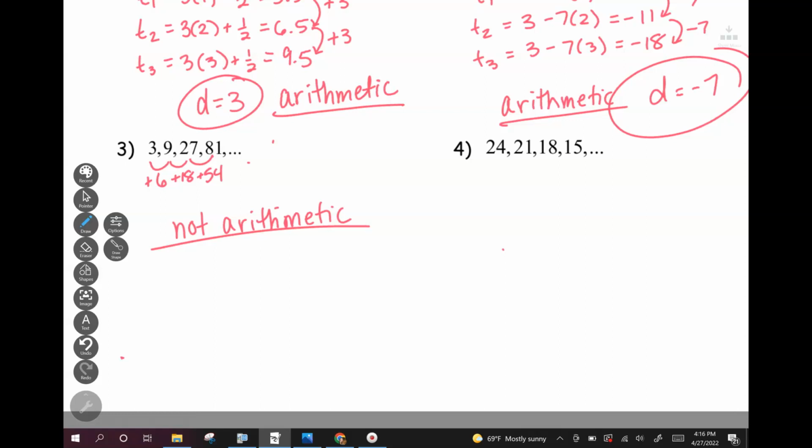All right, and then you did number 4. Okay, so checking the common difference, we're subtracting 3 each time here. So yes, this one is arithmetic. And my d was -3.